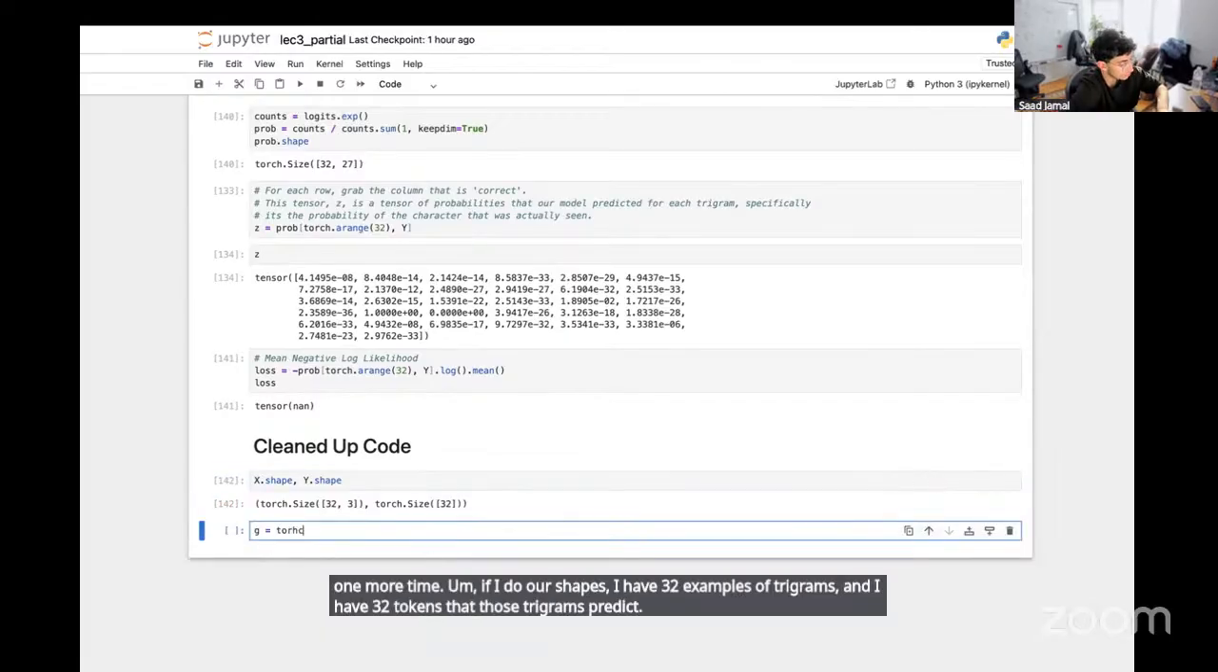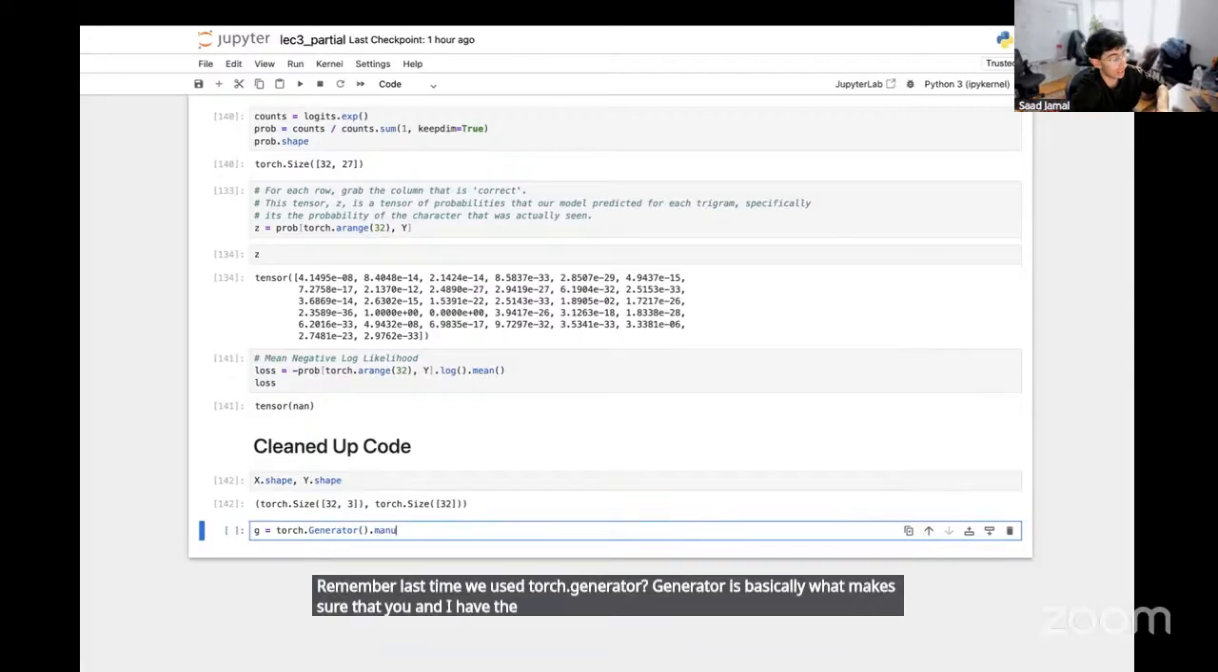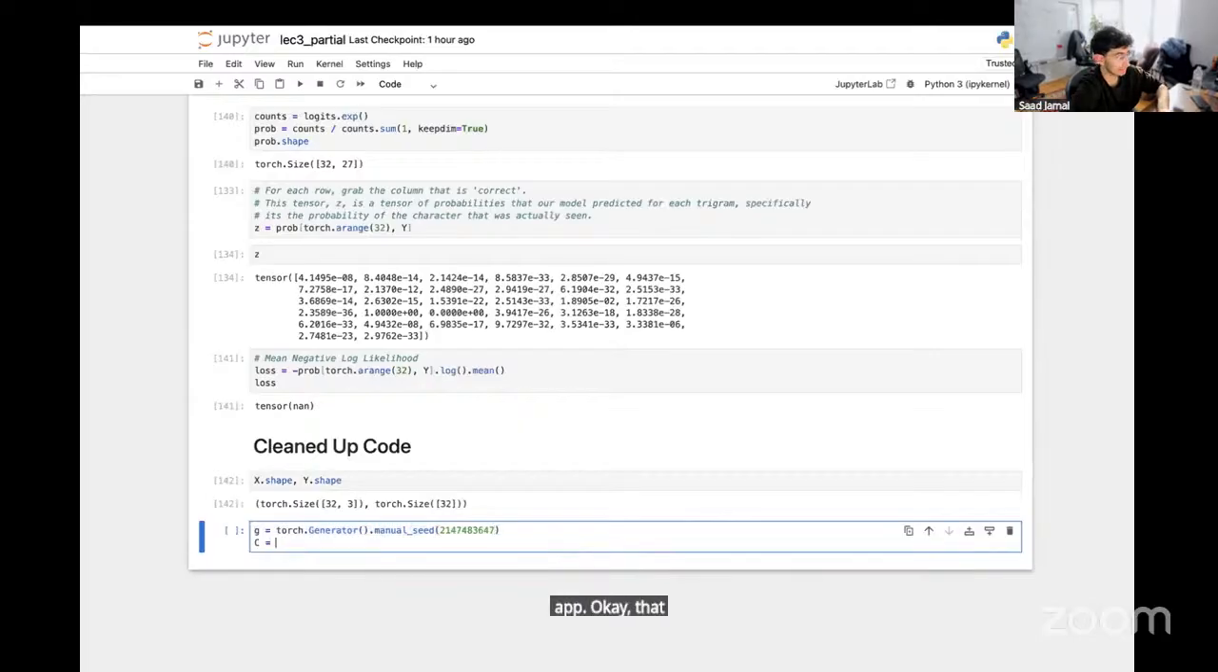Remember last time we used torch.generator? Generator is basically what makes sure that you and I have the exact same response because we're going to manually seed it. And the manual seed I'm going to pick is 214. I'm just going to copy and paste the manual seed in the chat. Okay, that's our generator. Now that we have seeded our generator, let's do random.